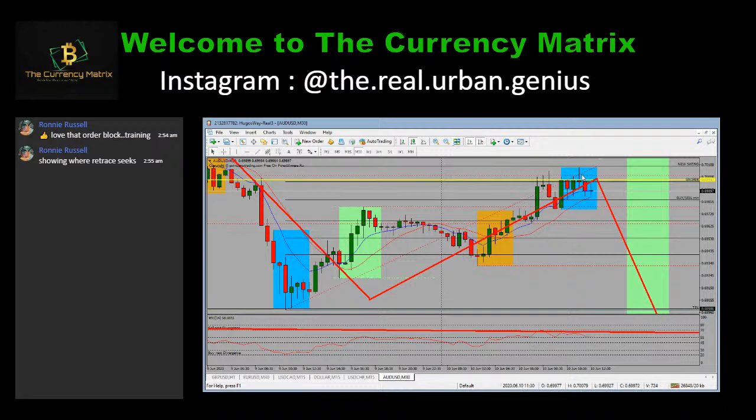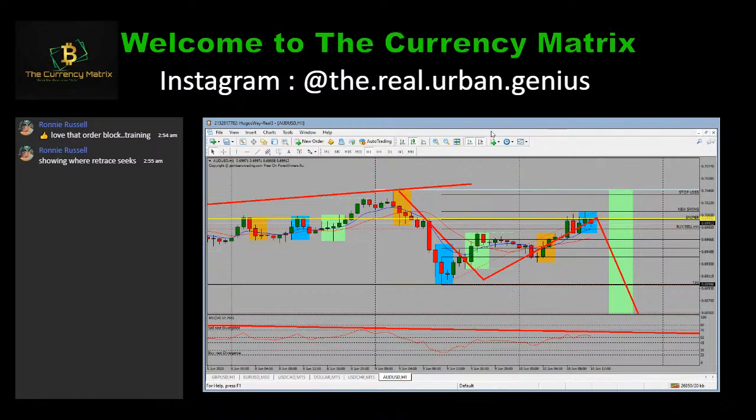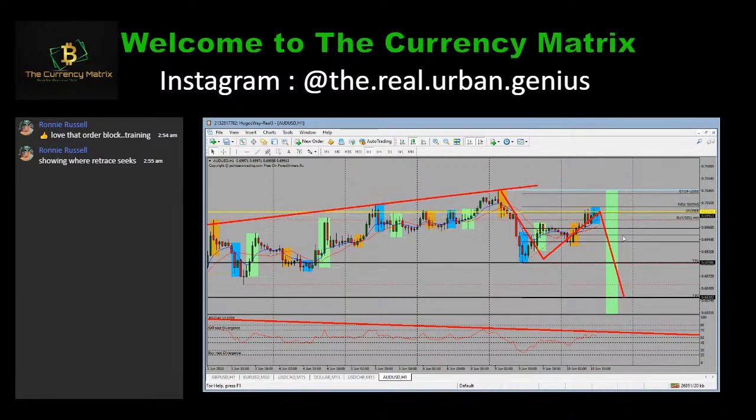So from here, we should see price begin to drift to the other side of the range. Now, with the Fibonacci swings, whenever you have a pattern playing out like this, this second leg here is typically the same size as the first one.